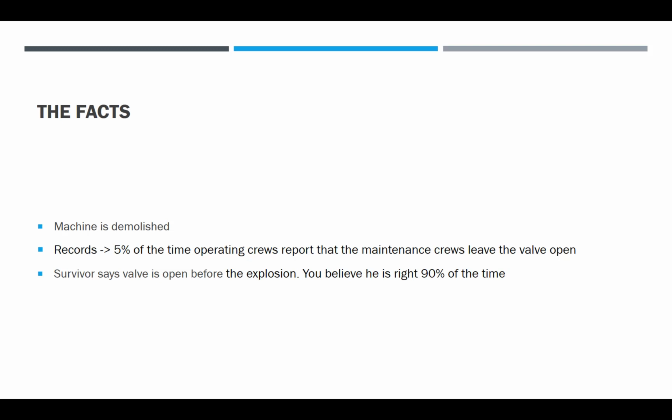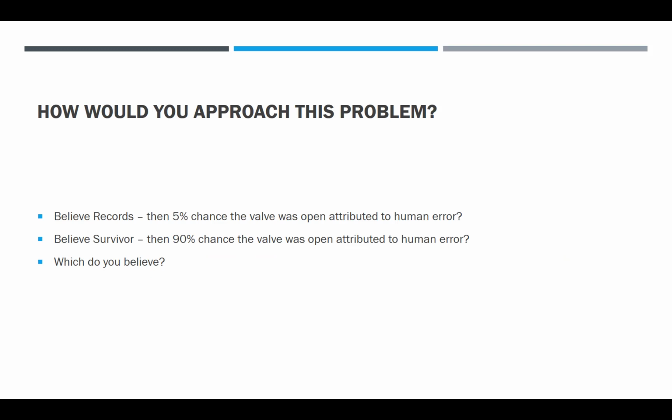And this is all you have, because the machine itself is so badly damaged that it's really impossible to learn anything about the cause of the explosion from examining what's left of it. So what you have is the company records that show 5% of the time the operating crew report that the maintenance crew left the valve open when they finished their work, and then you have the sole surviving eyewitness that says he saw the valve open before the explosion, and you believe he's right 90% of the time. So how would you approach the problem?